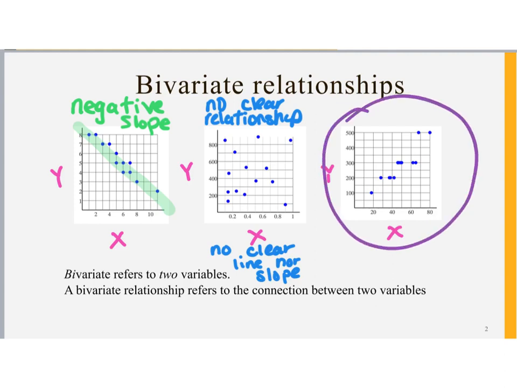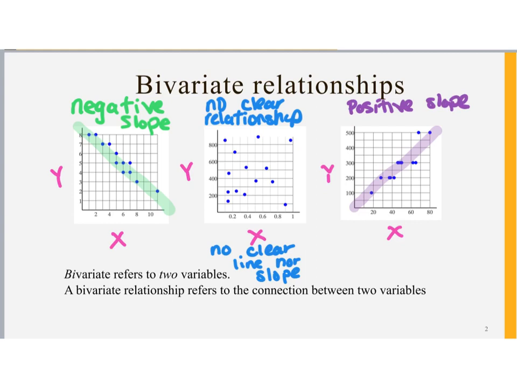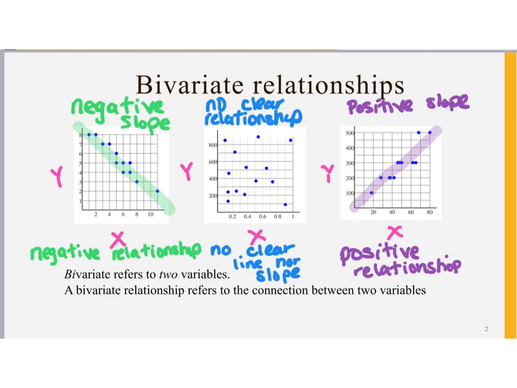Now we'll look at that third graph to the right. I'm seeing a pretty clear pattern along these dots that goes up as I move from left to right. In this third graph, there appears to be a positive slope. We have a general line forming, and it is pointing up as we move from left to right. So overall, we're seeing negative slope on the left graph, no relationship or clear line and slope in the middle graph, and a clear positive slope in the third graph. Graphs like the first one on the left are said to have a negative relationship, where graphs like the one on the right are said to have a positive relationship.